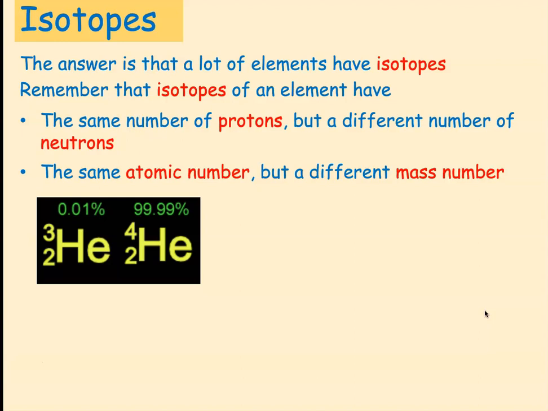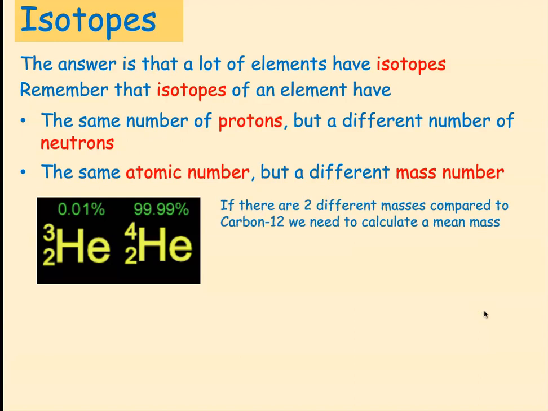So for helium-4, 99.99% of all the particles will be helium-4, whereas helium-3 is only 0.01% of all the atoms.